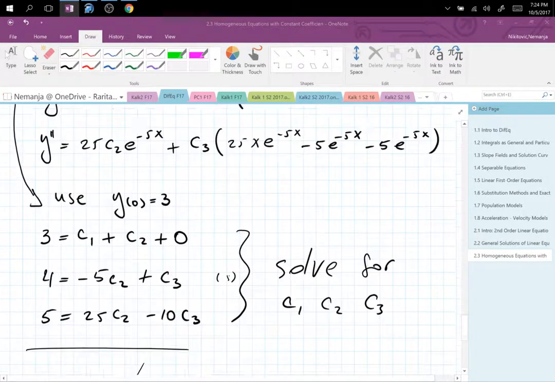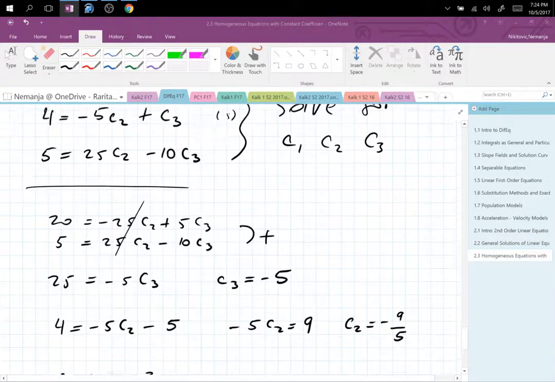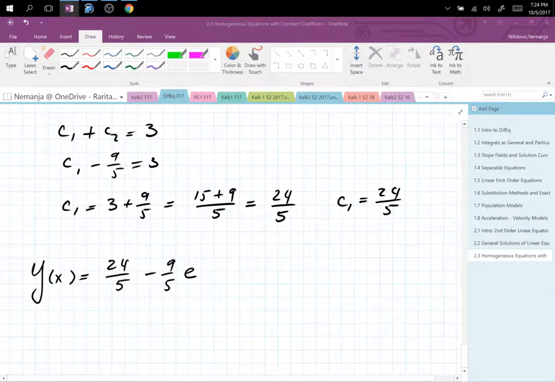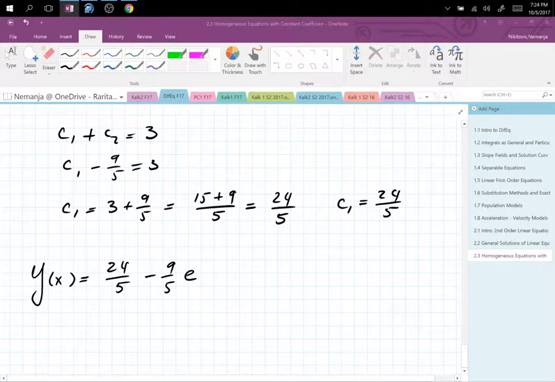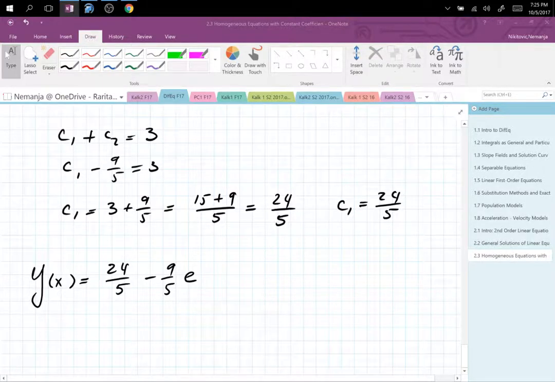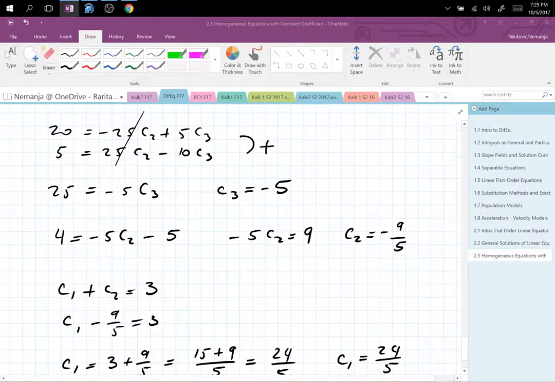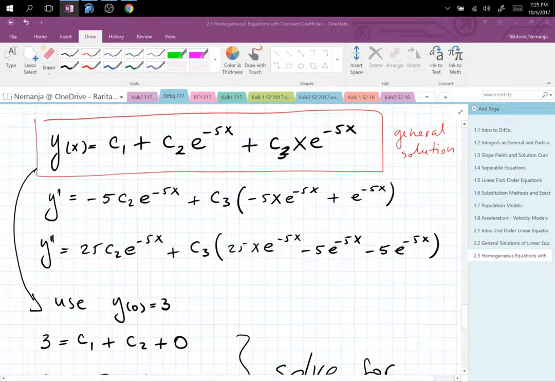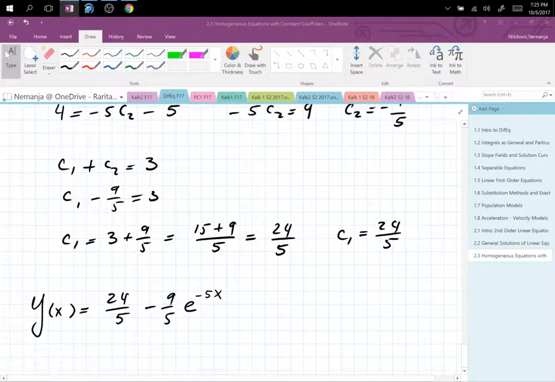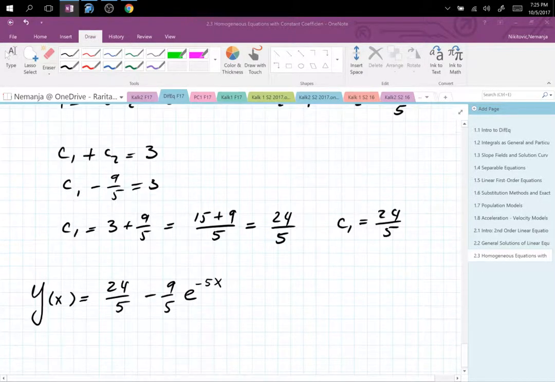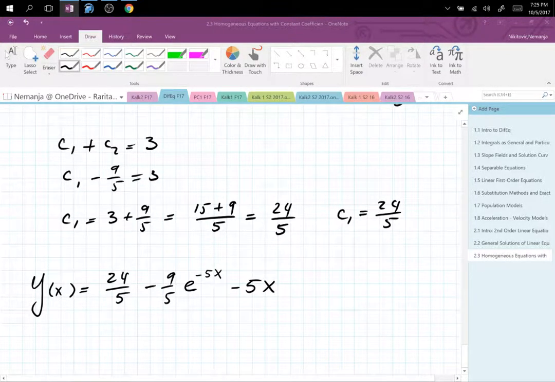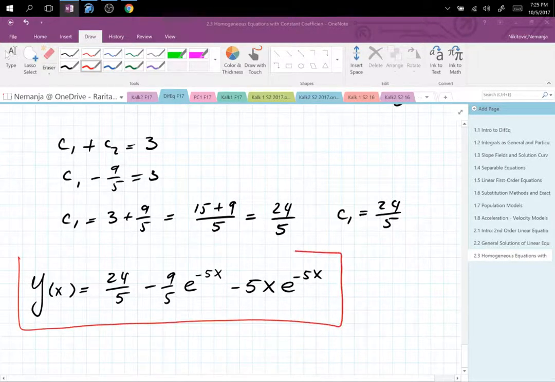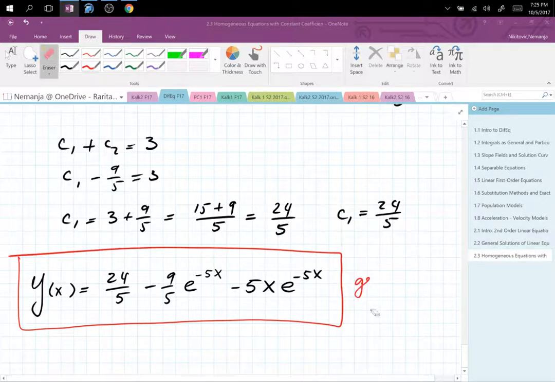I forgot it, e to the negative 5x. Oh yes, I almost had a heart attack that I did something wrong over here. And then c3 is negative 5 x e to the negative 5x. Oh, I so need that ta-da button. Ta-da! This is the particular solution.